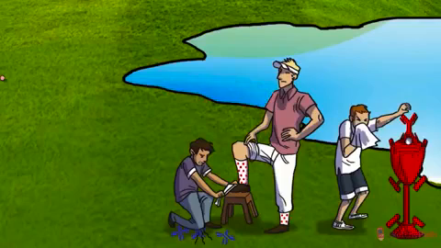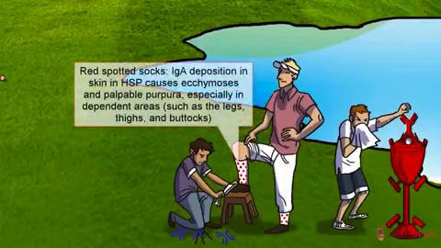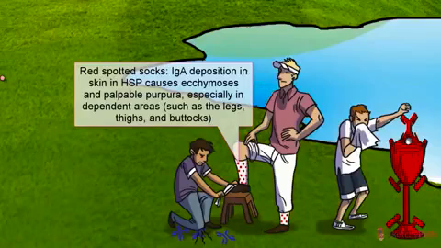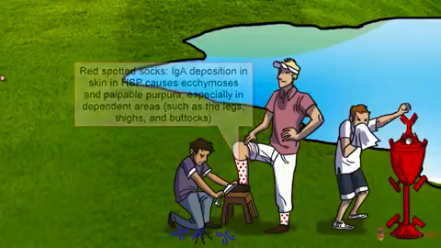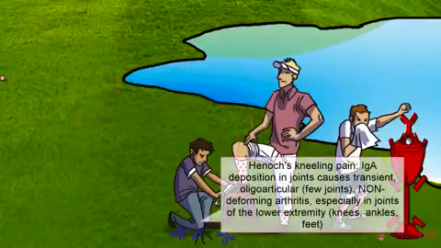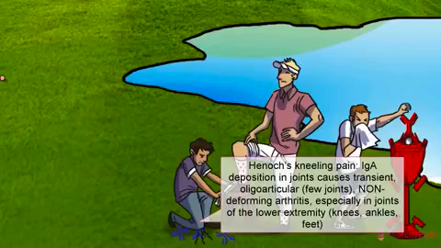Arthritis and arthralgias are common as well. The arthritis is usually transient, oligoarticular, only in a few joints, in other words, and is non-deforming, so don't expect any chronic damage. And as he kneels on that golf tee, keep in mind that the large joints of the lower extremities are most commonly affected, like the ankles, feet, and knees.